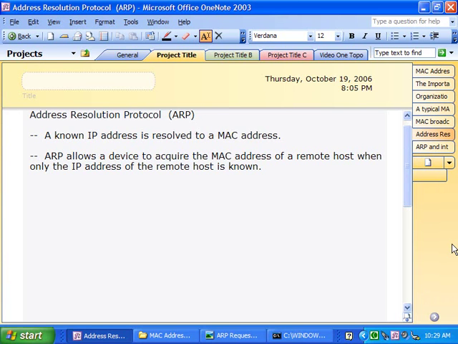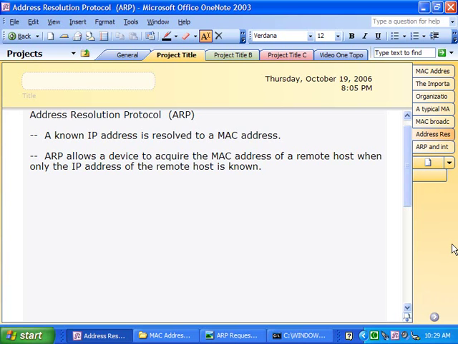But what exactly is getting resolved by ARP in the first place is a known IP address being resolved to a MAC address. ARP is going to come in handy when a PC knows the IP address of the host it wants to send data to, but does not know its MAC address. And again, just as a reminder from the beginning of this video, that source host has to have a destination MAC and a destination IP address to successfully send the data. So again, ARP allows a device to acquire the MAC address of a remote host when only the IP address of that remote host is known.